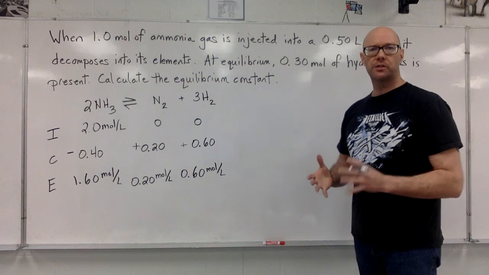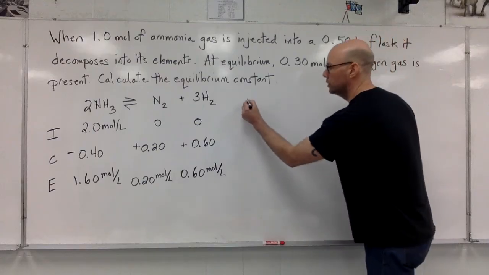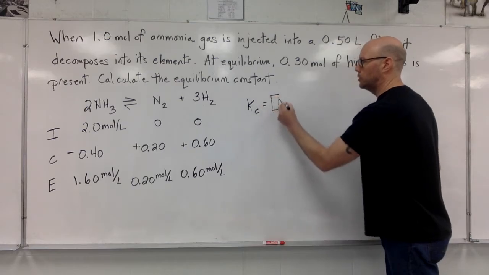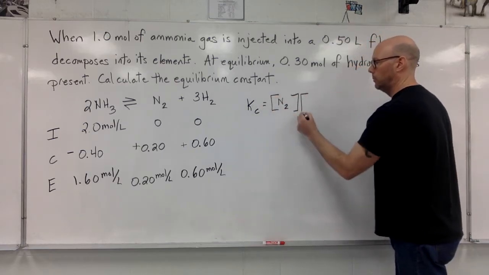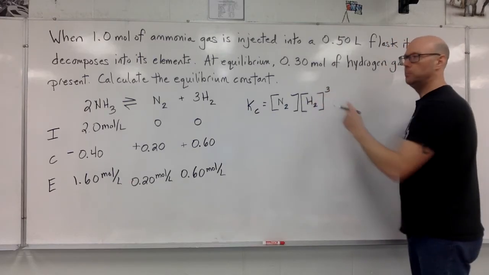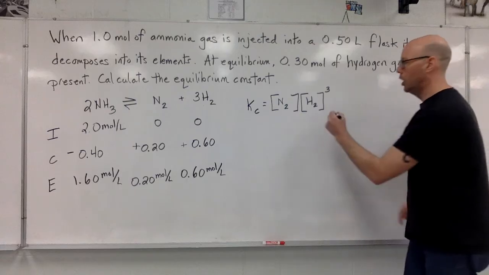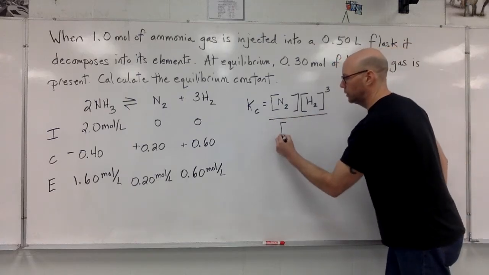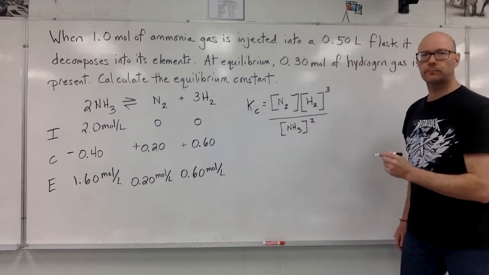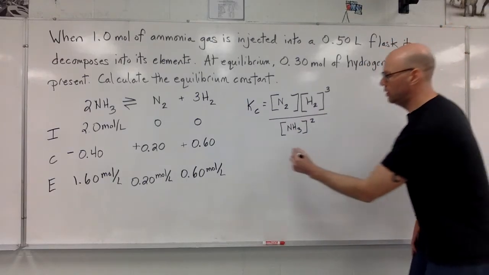Once we have the icebox filled in, we can set up our equilibrium law expression. Here, the equilibrium constant Kc is equal to the concentration of the nitrogen multiplied by the concentration of the hydrogen cubed, because it's balanced with the 3. So in the equilibrium law, the hydrogen concentration is getting cubed. This is over the concentration of the ammonia gas squared.